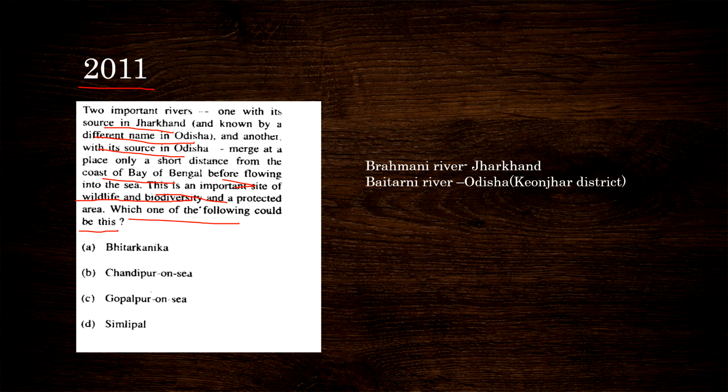So Bhitarkanika was the answer. Remember the three Bs. Bhitarkanika mangroves is located on the confluence of the two Bs, that is the Brahmani River and the Baitarni River. The Brahmani River has its origin in Jharkhand and the Baitarni River has its origin in Odisha.